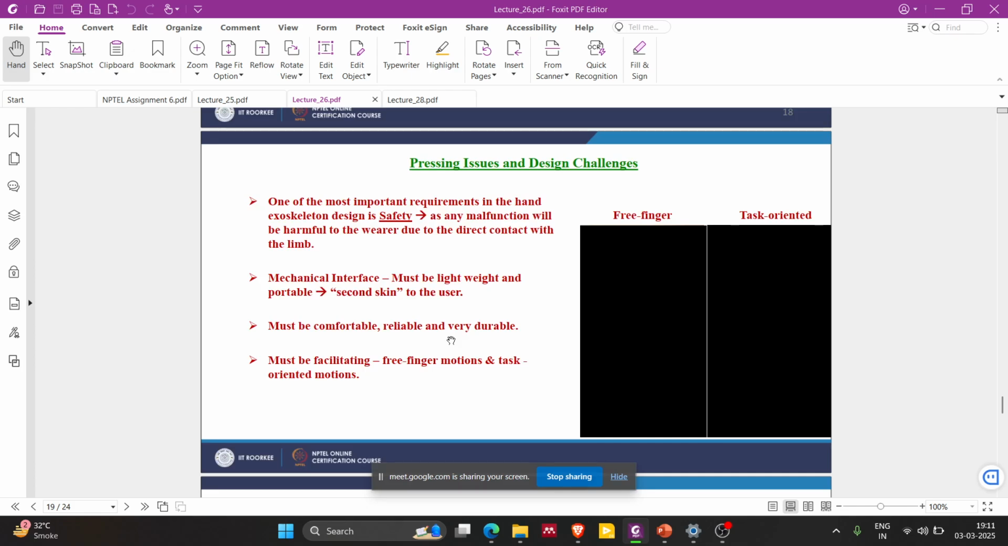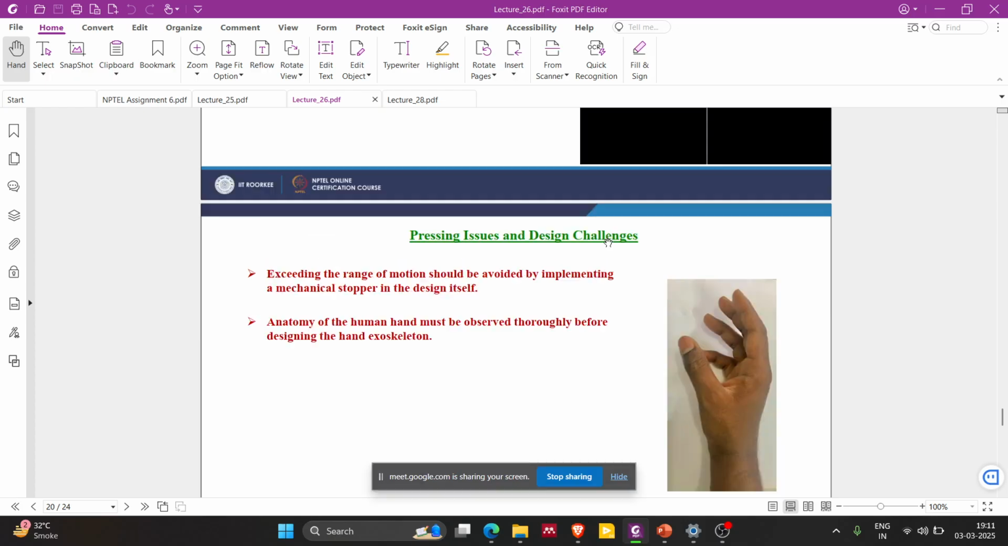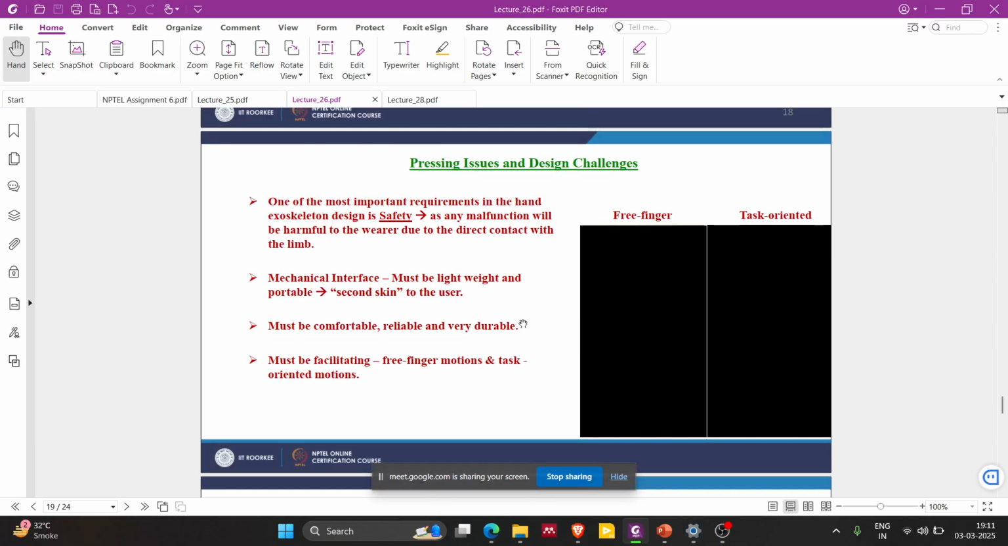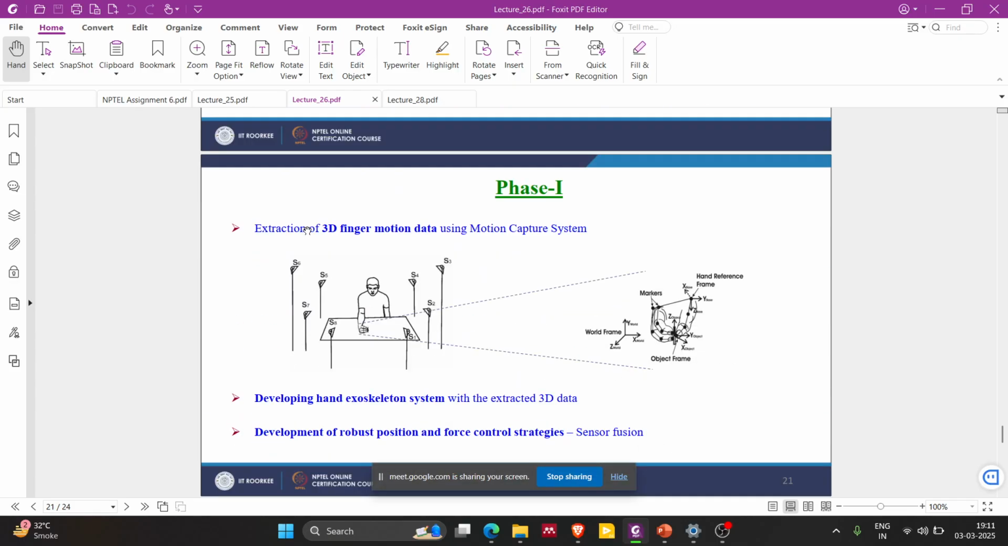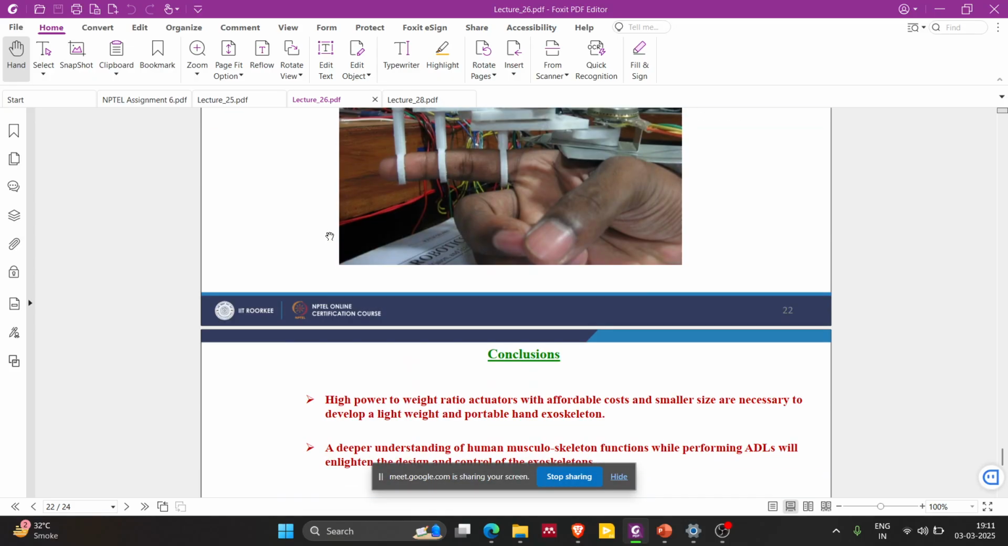Okay, you don't need to remember this thing: issues, design challenges. So you can remember these things. What are the problems which the free finger faces, right? And also one of the most important requirements in the hand is safety. These kind of things, please go through it. Don't need to go through the design itself.